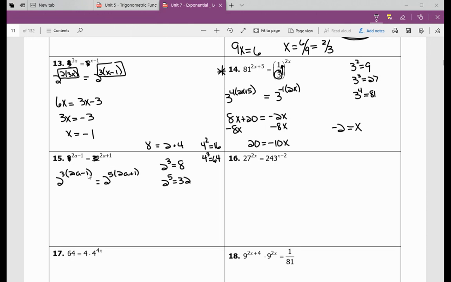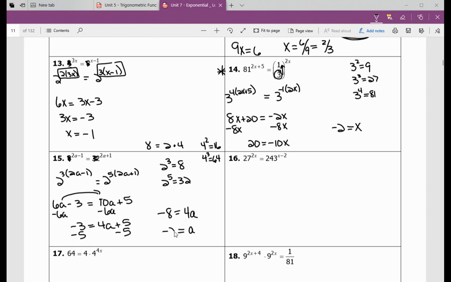I'm going to distribute that 3, drop my base 2s, so that gives me 6a minus 3 when you distribute 3. On the right, I'm going to distribute 5, so that is going to be 10a plus 5. And then I have to solve that from there. So I'm going to subtract 6a from both sides because I like positive a's. Then I will subtract 5 from both sides. That gives me negative 8 equals 4a. So our final answer would be negative 2.